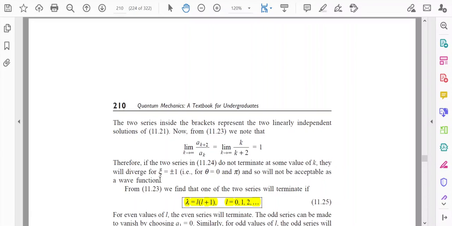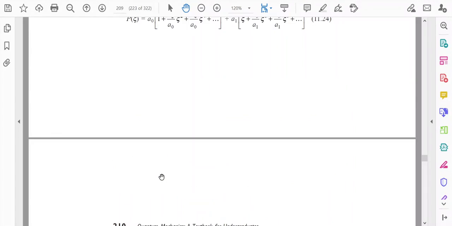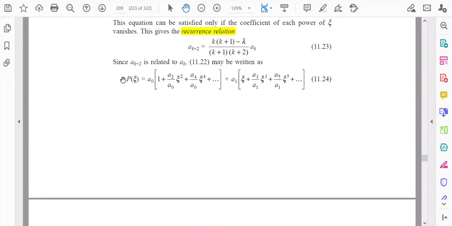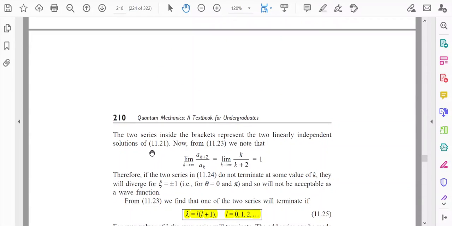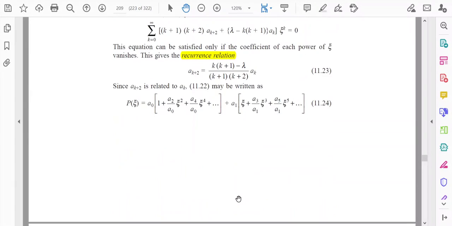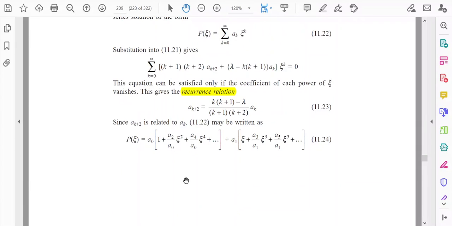So if the two series do not terminate, P zeta will diverge. If P zeta will diverge, then we will not find the acceptable solution of the wave function. So how to terminate the series? This is the question. The series can be terminated.